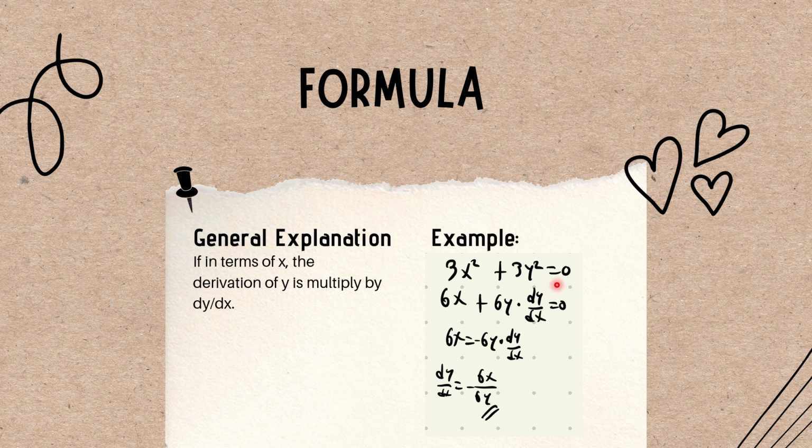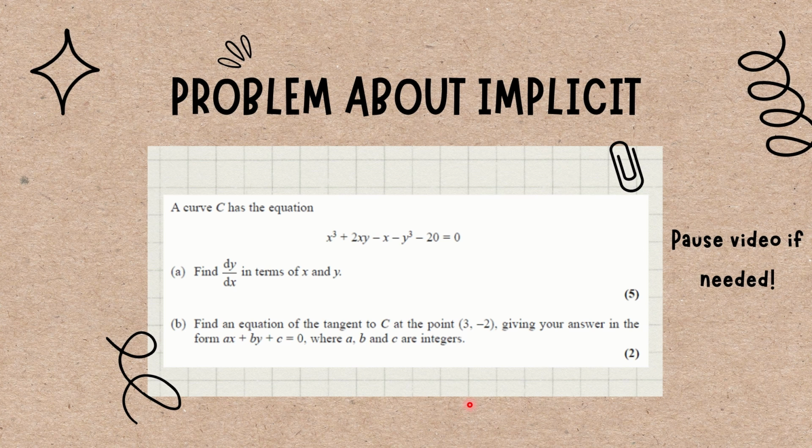We have an equation 3x squared plus 3y squared equals 0. We all know how to differentiate 3x squared and 3y squared: it is 6x plus 6y, but we have to multiply the y term by dy over dx. And we can resolve 6x equals negative 6y times dy over dx. Finally, we get the result of dy over dx is negative 6x divided by 6y. So this is the question that we want to solve for today.